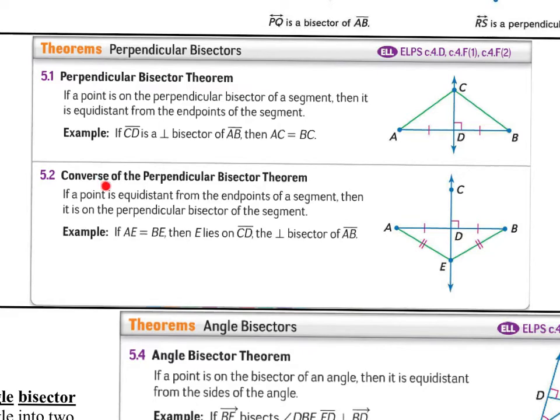And then the converse of the perpendicular bisector theorem states that if a point is equidistant from the endpoints of a segment, then it is on the perpendicular bisector of the segment. So what does that mean? Well, this says if AE equals BE, so if the hypotenuse legs are congruent, and E lies on CD, here's CD, the bisector, then it's a perpendicular bisector of AB. So that's what it says.